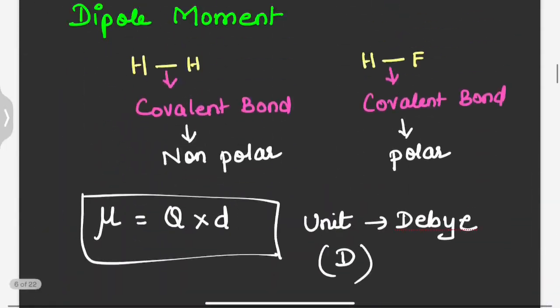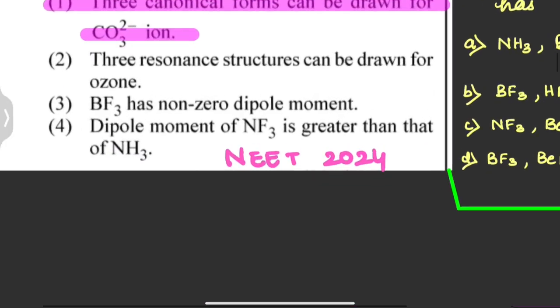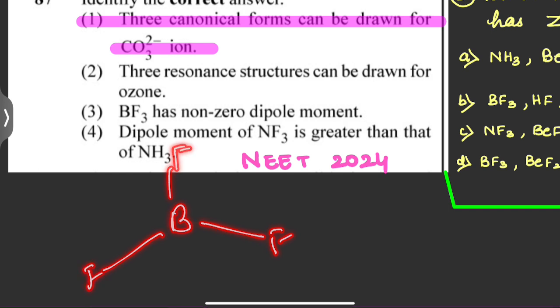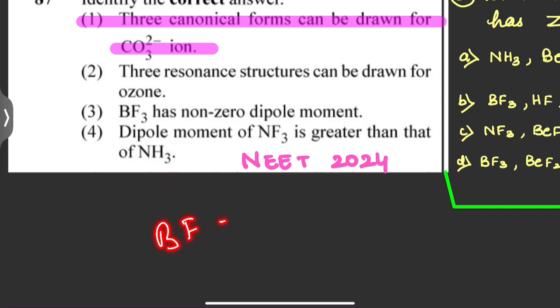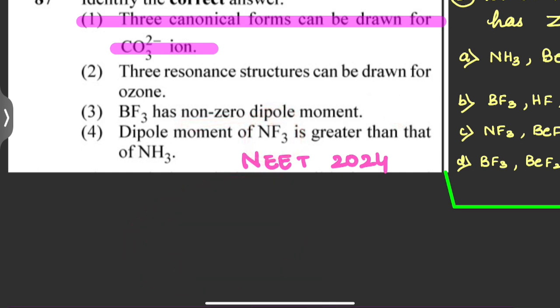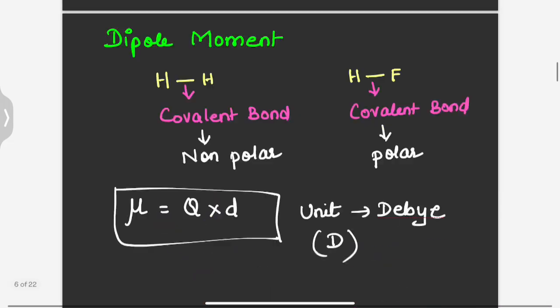Just check this one. Can you see here? BF3 has non-zero dipole moment. BF3 will be a planar molecule like this, F, F and F. Since symmetry is present, for BF3 the dipole moment is equal to 0. But here they have given non-zero, therefore this is wrong. And dipole moment of NF3 is greater than ammonia. This is also wrong because ammonia has more dipole moment compared to NF3. This question came in 2024.